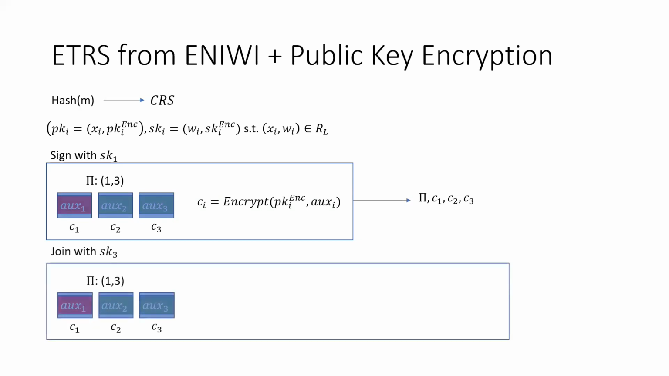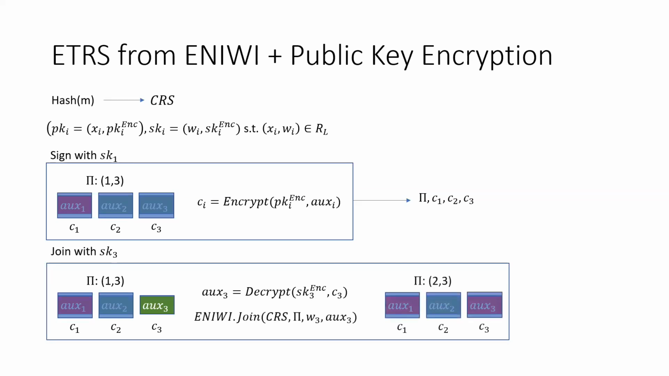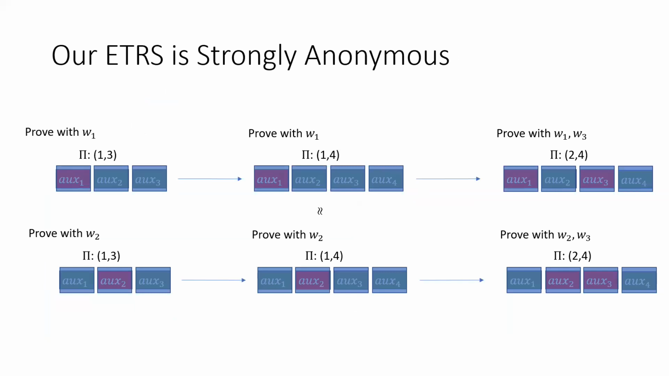And if we want to run a join procedure, for example, with the secret key of user 3, he can, using his own decryption key, take the auxiliary value. And then as soon as he has this auxiliary value, he can run the join procedure with the extendable NIWI. And this will give us as output a 2 out of 3 proof after we also re-encrypt the auxiliary values and we give them in output. So why is this extendable threshold ring signature strongly anonymous?